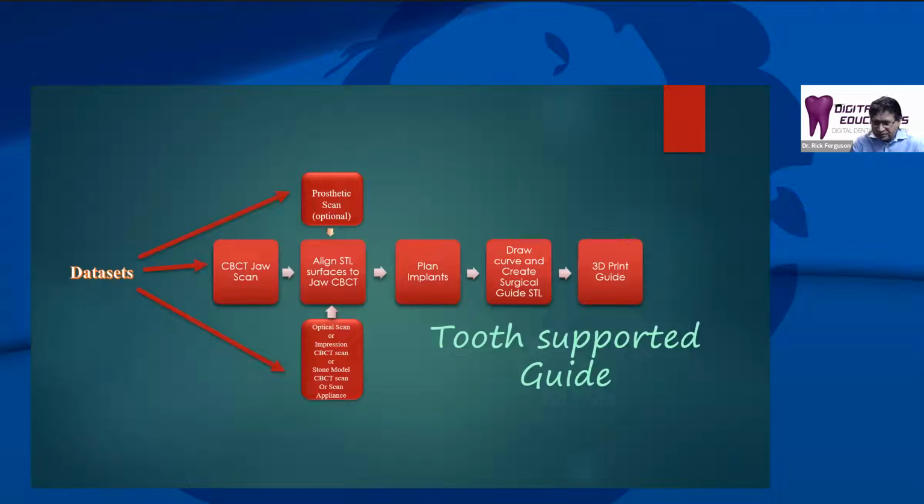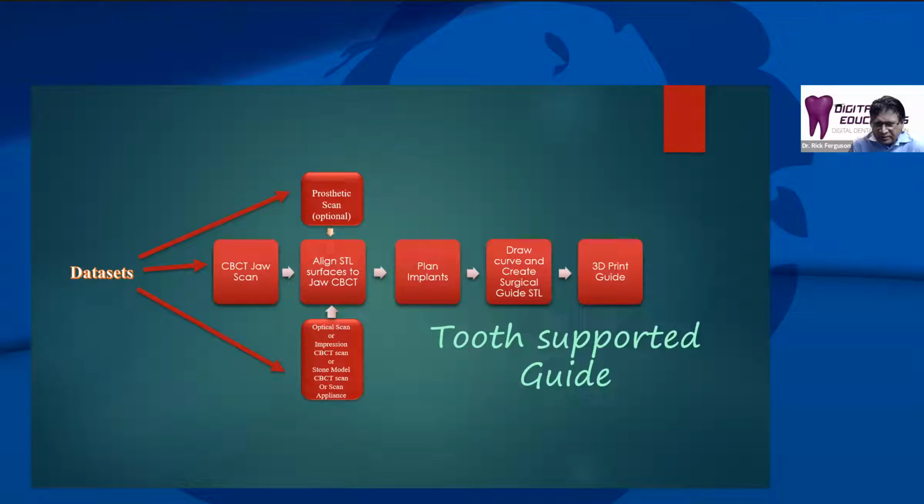For tooth-supported guides, what we're doing is a CBCT jaw scan, just a review of all of these, where we basically started with this, which was tooth-supported guides. We're doing a CBCT, that's always the first step. Then we're doing a prosthetic scan if we have a prosthetic outcome, such as a partial denture or denture that is of good function and form and aesthetics.